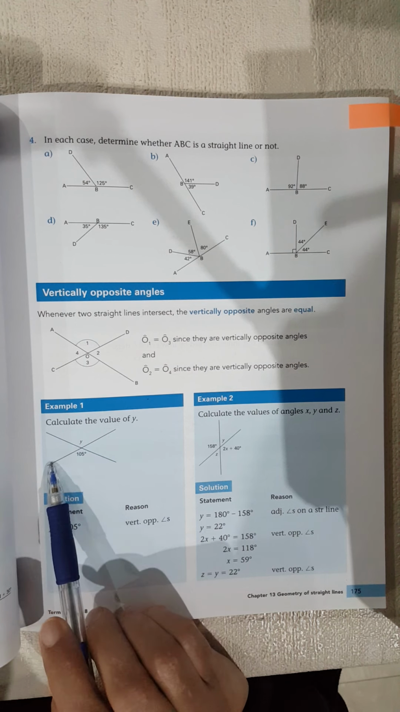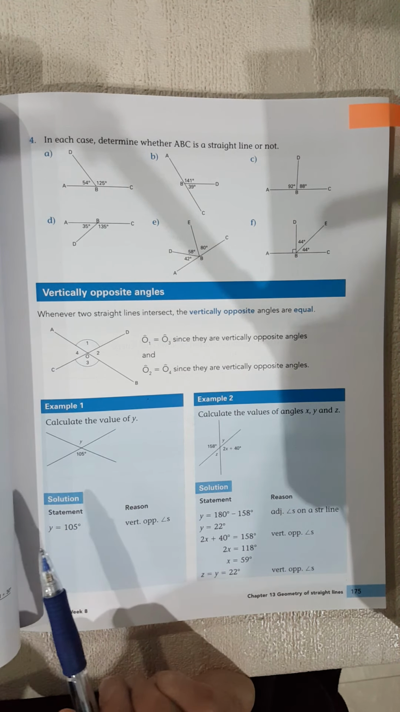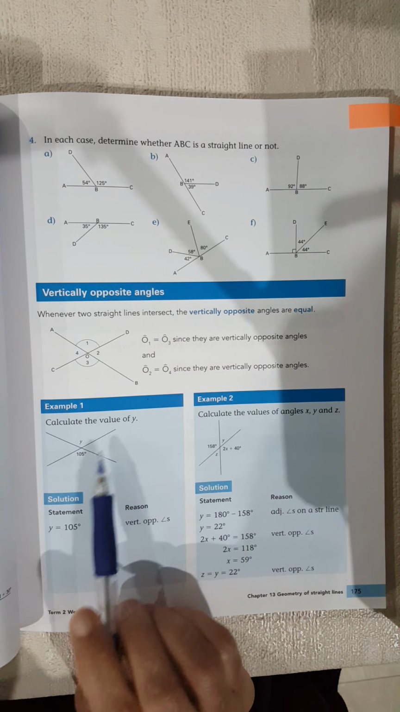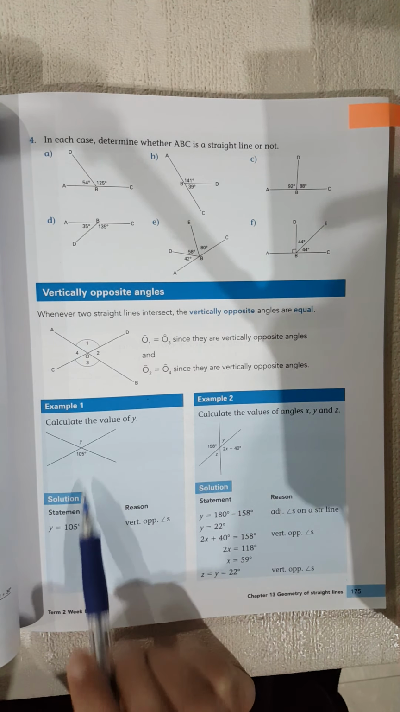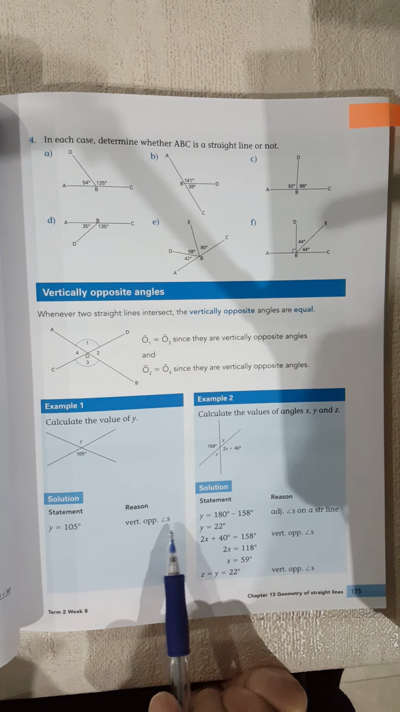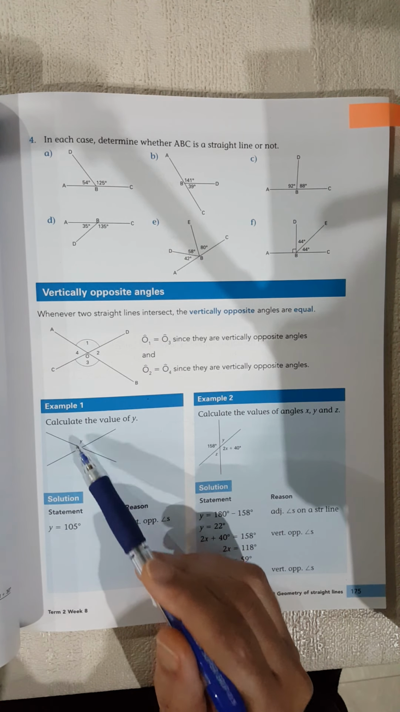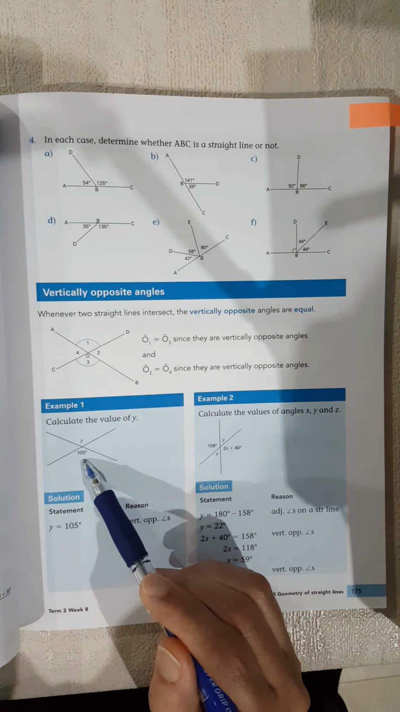The first one is there's your intersecting line. Here's one line, it's intersected by another line, okay? Calculate the value of y. Y would be equal to 105 degrees. And the reason, vertically opposite angles. Can you see y is opposite that angle there? Okay, so y is equal to 105 degrees.